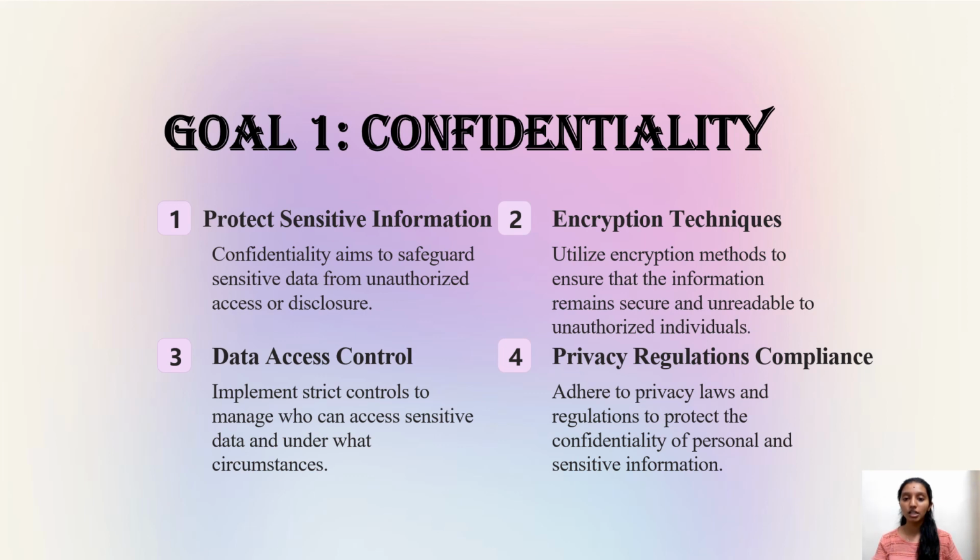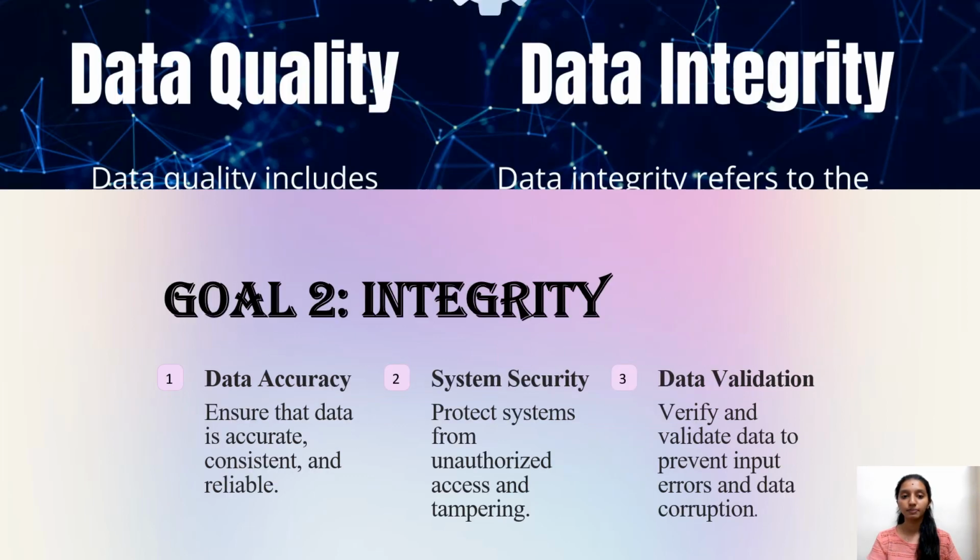Encryption techniques is utilizing encryption methods to ensure that the information remains secure and unreadable to unauthorized individuals. Data access control is implementing strict controls to manage who can access sensitive data and under what circumstances. Privacy regulations compliance is adhering to privacy laws and regulations to protect the confidentiality of personal and sensitive information.